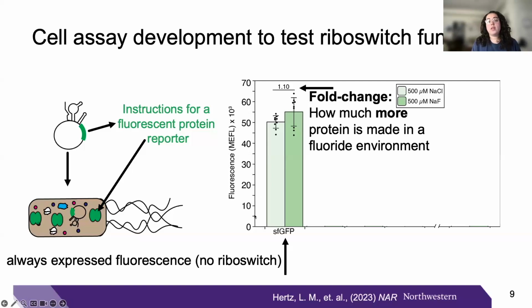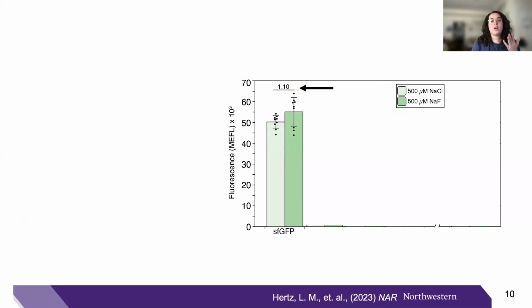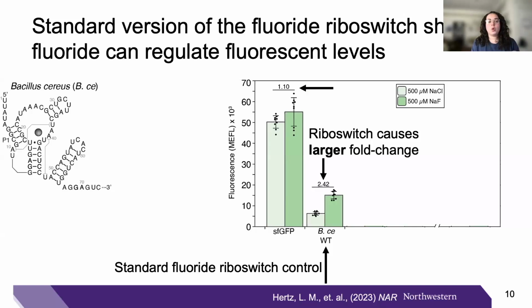So here I have a control that doesn't have a riboswitch, so that I could determine how fluoride was impacting my cell systems. And I see that there is about a 1.1 fold change in the presence of fluoride, this sodium fluoride condition. That just lets me know that sometimes fluoride does have some effect on my cell system, but it's pretty negligible compared to what I would expect of the fluoride riboswitch, which I am showing here.